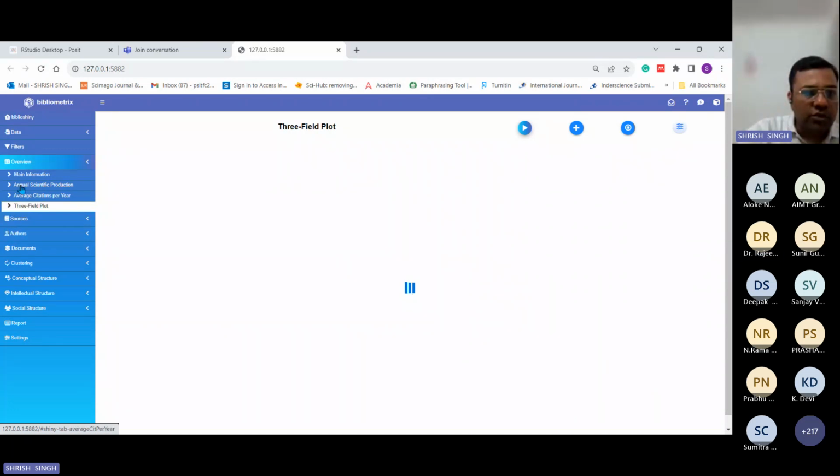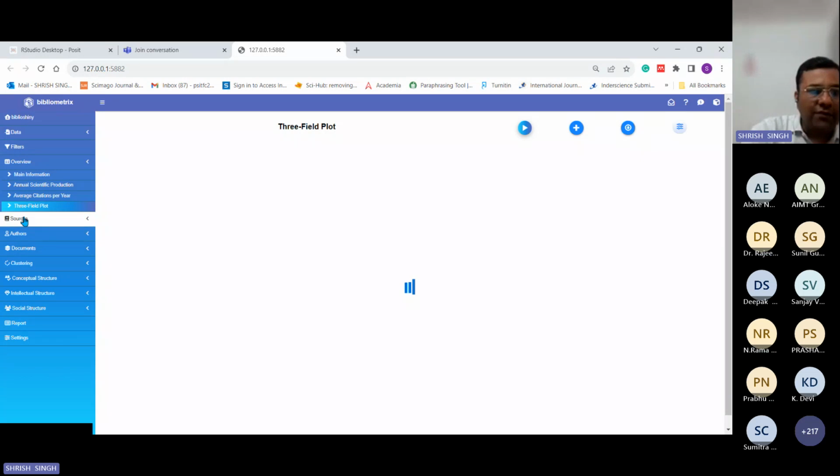After that, so this is first parameter, that is overview. Under the overview, you are having these four options: main information, annual scientific production, average citation per year, and three field plot. You can just have all the information from this software, and you can report it in your own language. After that, the second important parameter is sources.